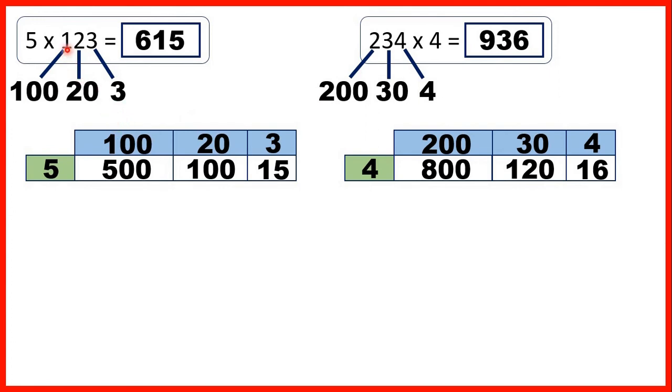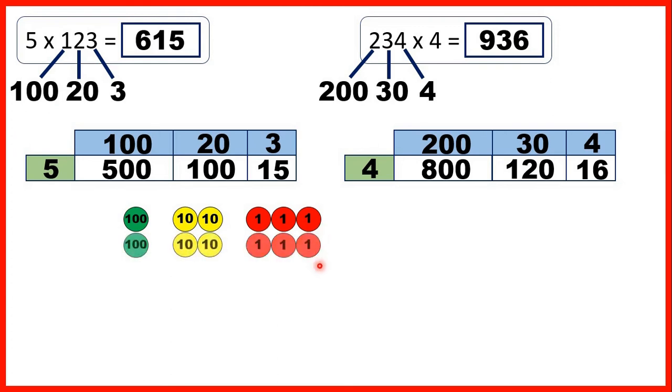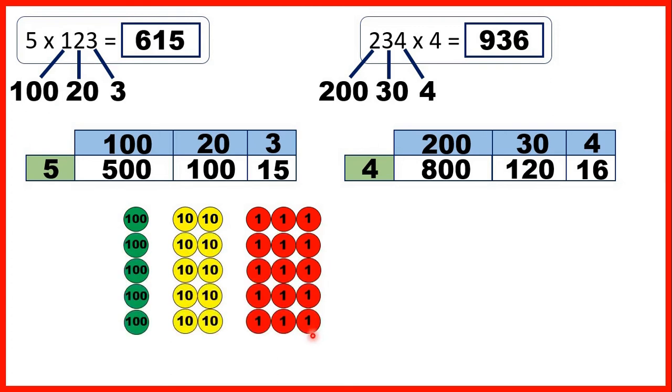So we partitioned 123 into 100, 2 tens or 20 and 3 ones. Multiplying by 5, we can show the 123 2, 3, 4, 5 times.